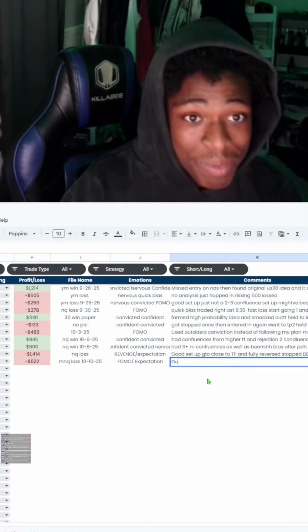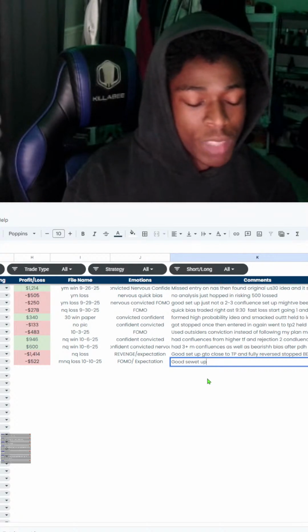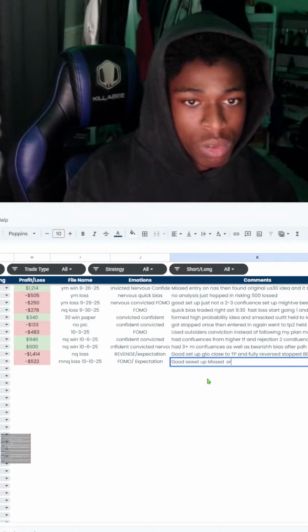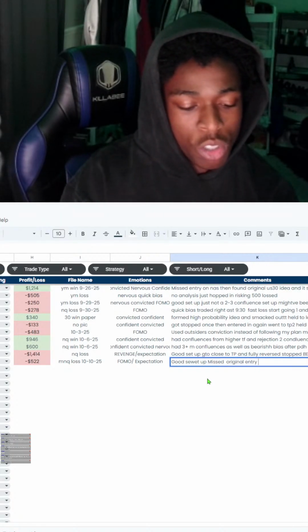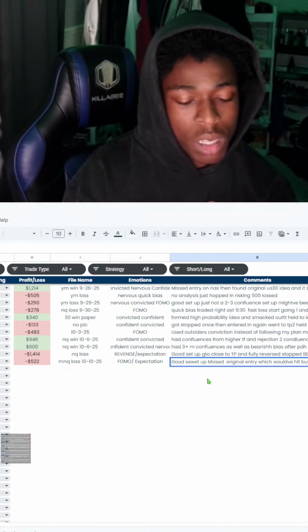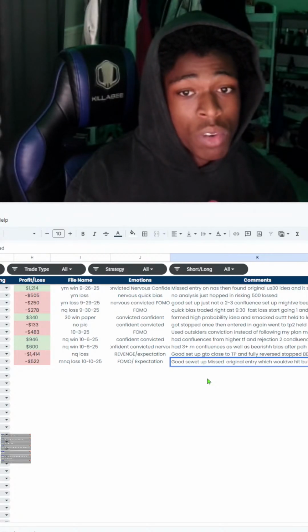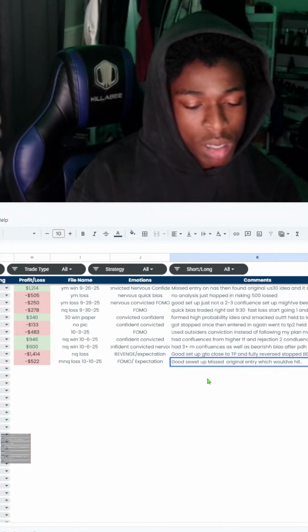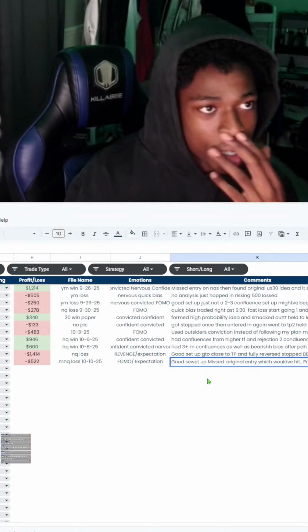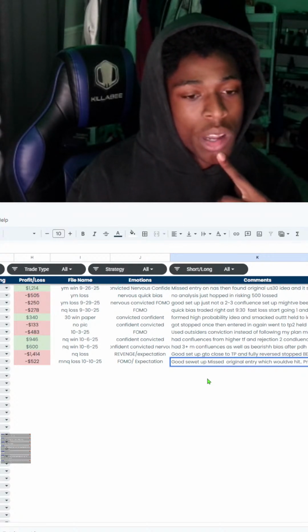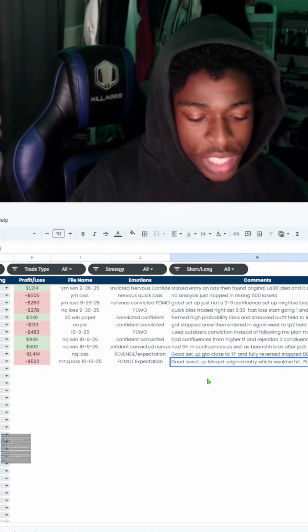Yeah, it was a good setup. I missed the original entry, which would have hit, but I missed it. I don't even know why I missed it. It would have hit. After that trade would have been done, price would have rejected from there, and I would have been done today. I wouldn't even have had to get in that second trade. I would have been one and done. But price rejected.